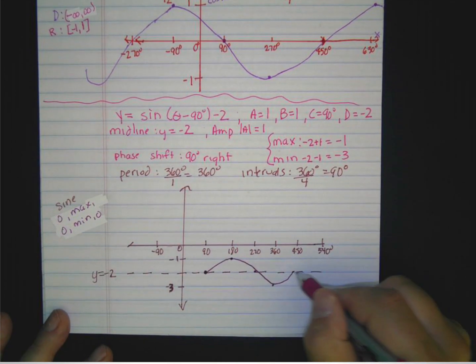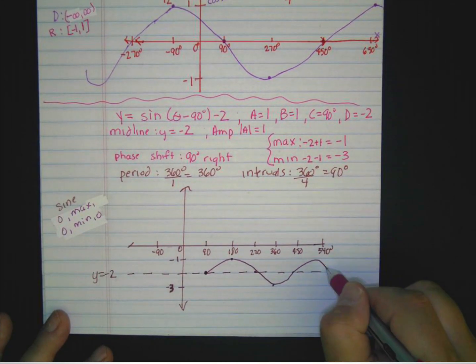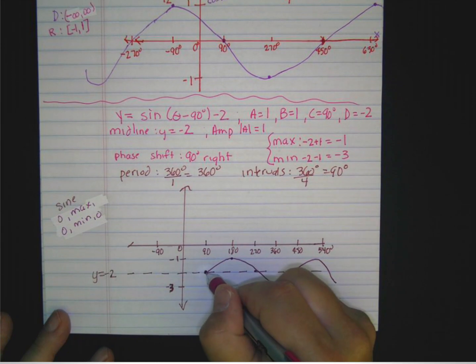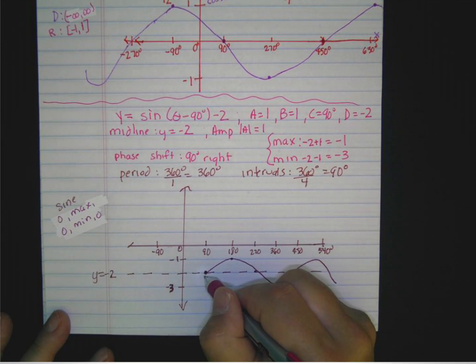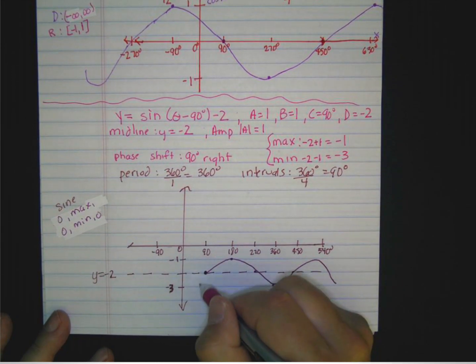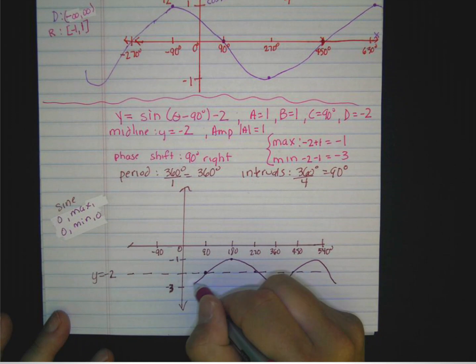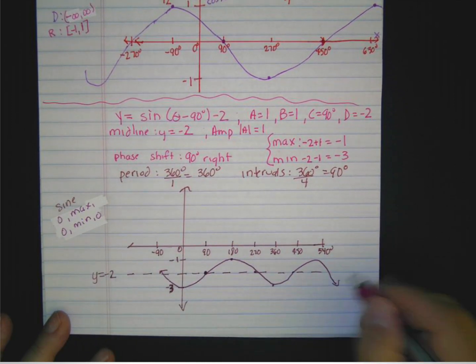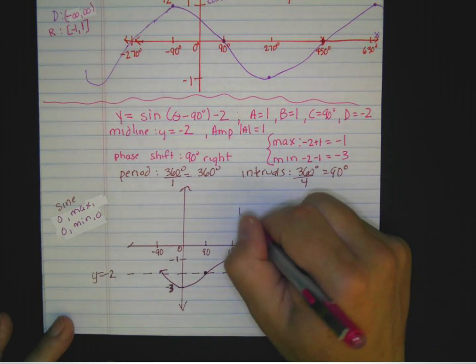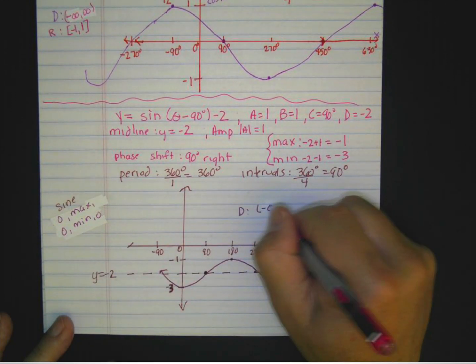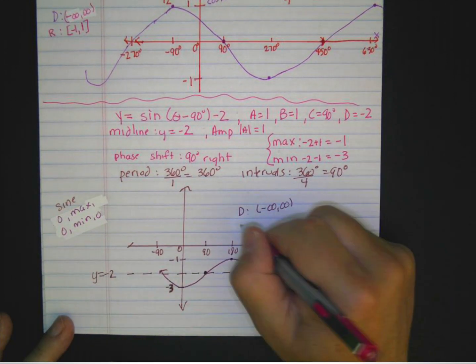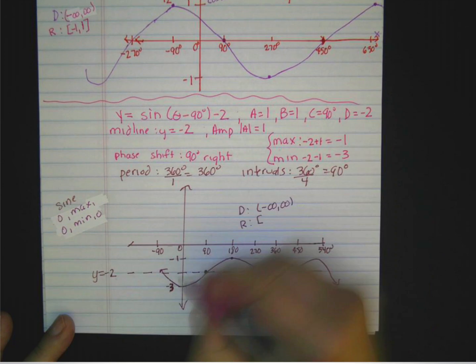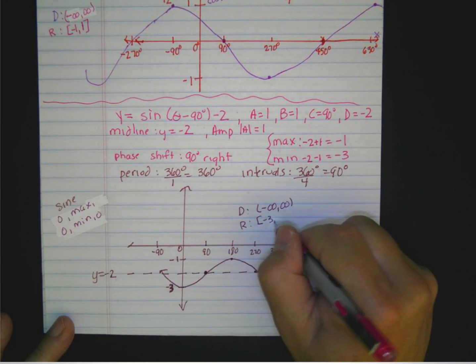And then we could keep going if we wanted to. See, we could keep going. This would come down to here, and so forth. Okay? So in this case, our domain is negative infinity to infinity, and our range is negative 3 to negative 1.